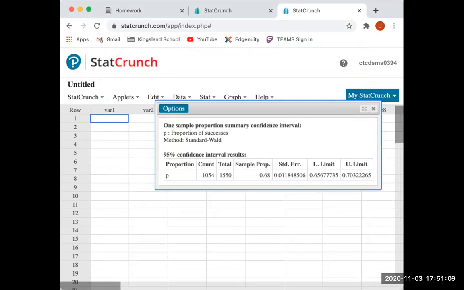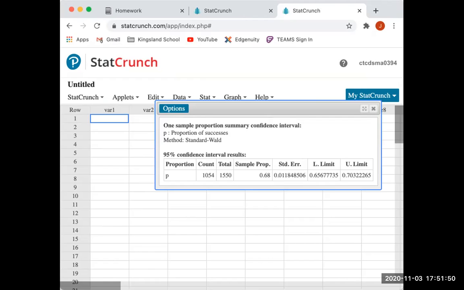So you can see right here, it calculates a couple of statistics that we think are really valuable. One is the sample proportion, 0.68. That should seem familiar to you. That was the proportion that we got for ourselves when we did 1054 divided by 1550. We got a sample proportion of 0.68. That was our p hat. If you look next to that, you can see the standard error, 0.011848506. That's the part of the problem that started with the critical z and was multiplied by the square root.